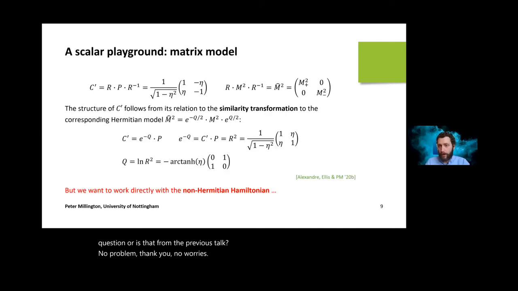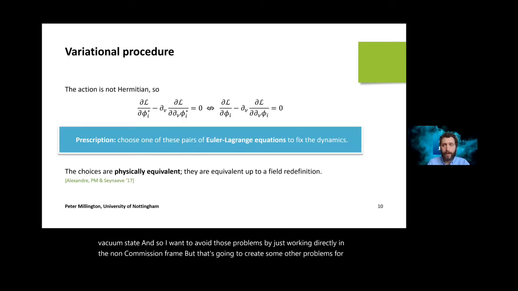So I want to work in the non-Hermitian frame, and the reason for that is because when we go to the infinite degree of freedom limit, so from quantum mechanics to quantum field theory, we have to worry about what these similarity transformations do, for instance, to the Fock vacuum state. And so I want to avoid those problems by just working directly in the non-Hermitian frame. But that's going to create some other problems for me, which is the thing I want to talk about next.